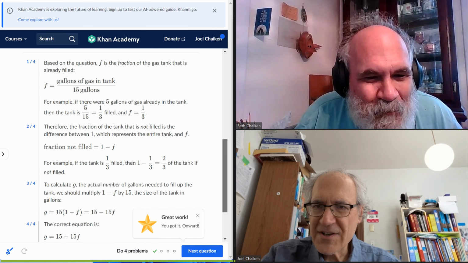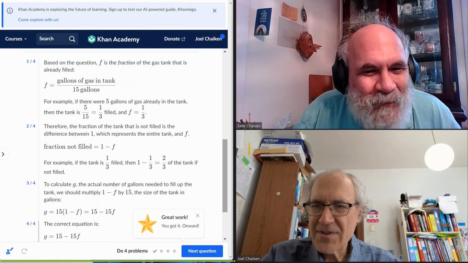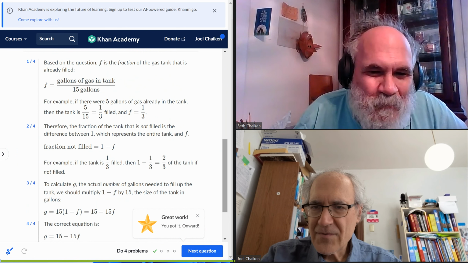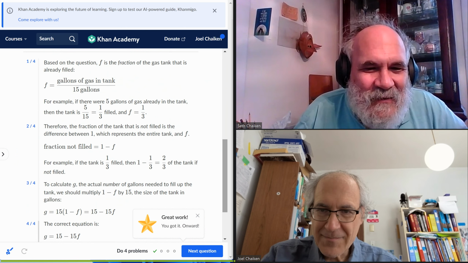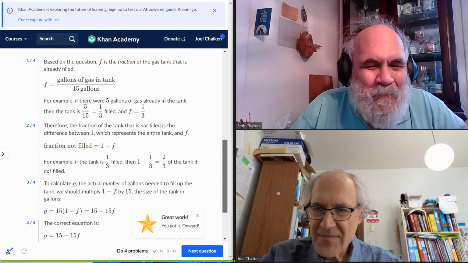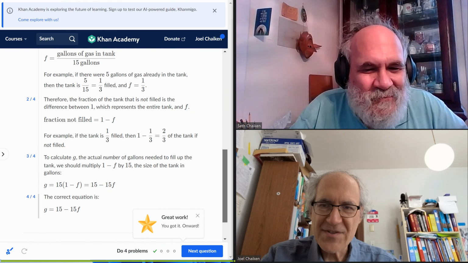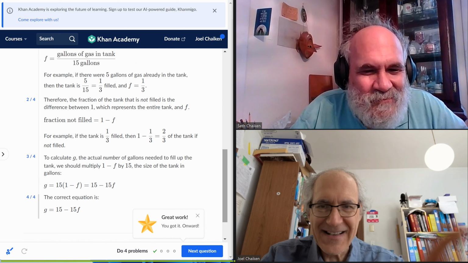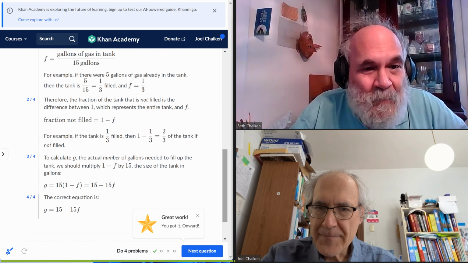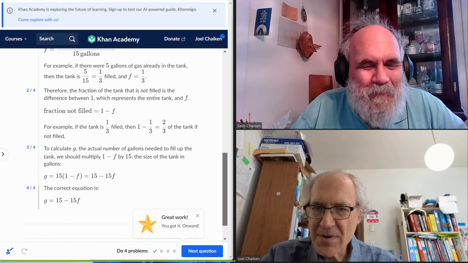Okay, based on the equation, the fraction of the tank is already left. Okay, look, they're giving examples. That's very nice. Therefore, the fraction of the tank that is not filled is the difference between one. Seth, that's exactly how Seth did it. Notice they're not drawing a picture.